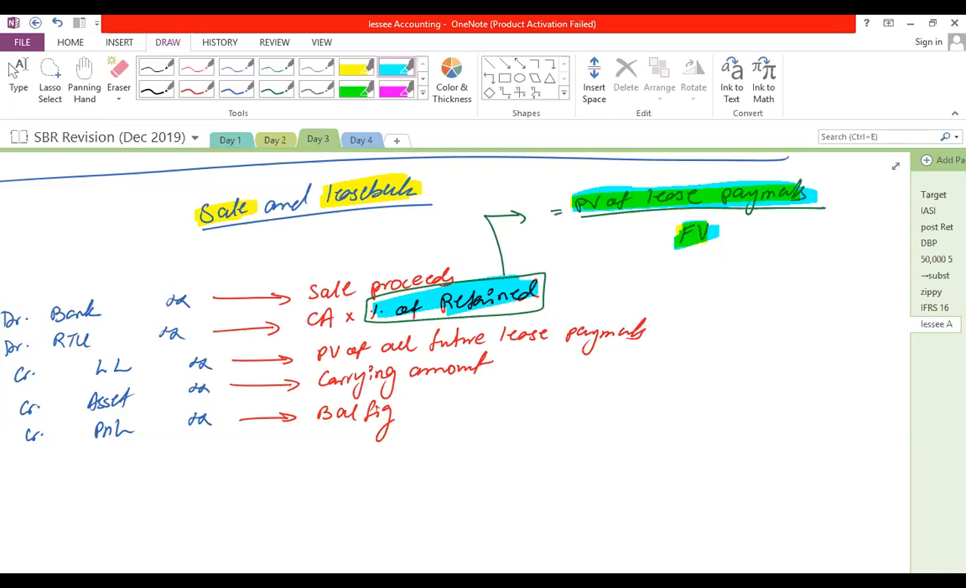So we have discussed the lease accounting, we have discussed the lease exception, and we have discussed the sale and lease back. Cindy is saying, can we have any of the word example? Yes, Cindy, let's have an example.